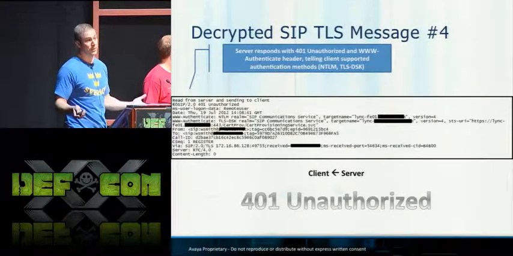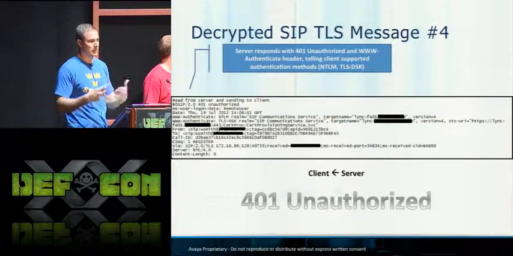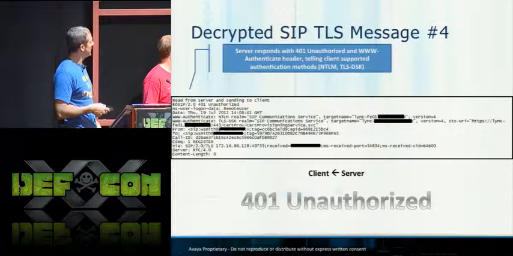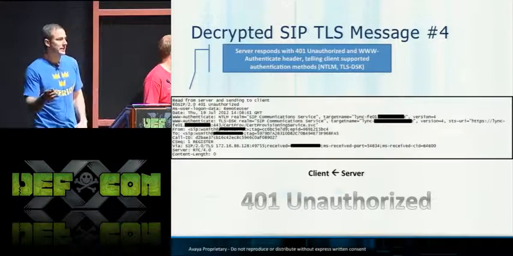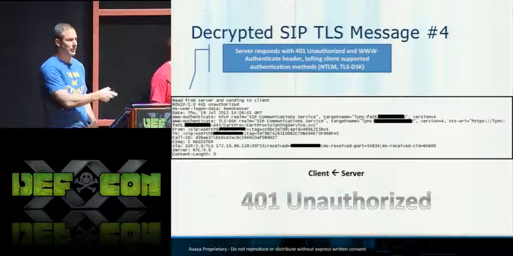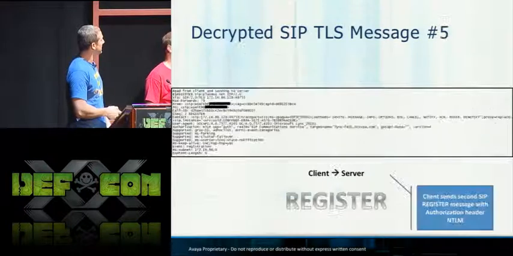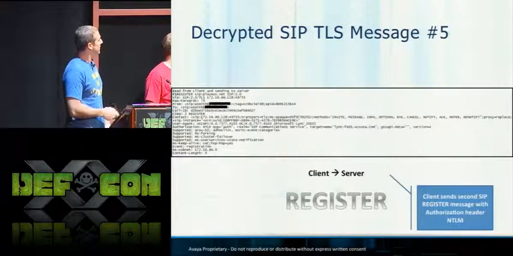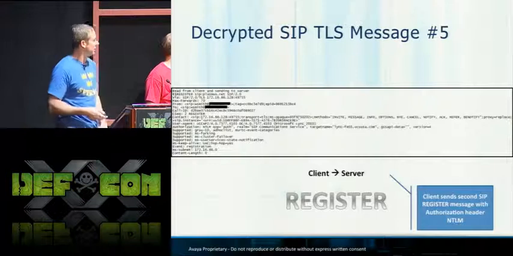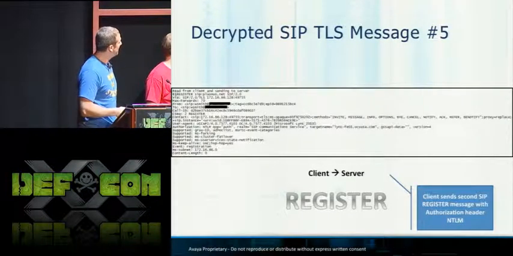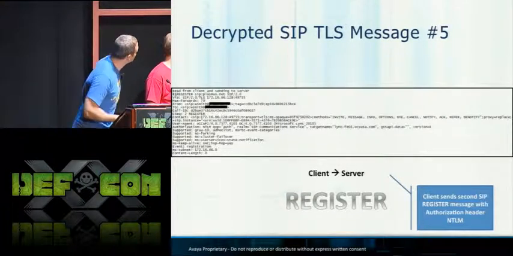So this is NTLM authentication in SIP. If you're familiar with NTLM over HTTP, this is the same thing in SIP. You see the WWW-Authenticate headers. It supports TLS-DSK and NTLM. The TLS-DSK is like a certificate that gets stored on the client, and it's really, really interesting. We encountered that on the pen test. And then that 401, so then the Lync client sends a second register with the authorization header and NTLM. So that is the authorization. I see it there.